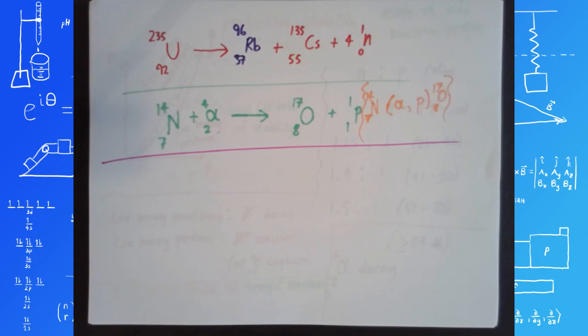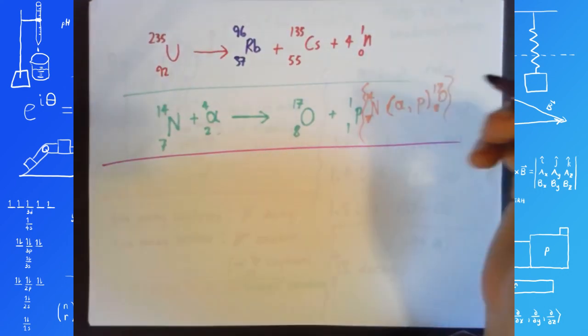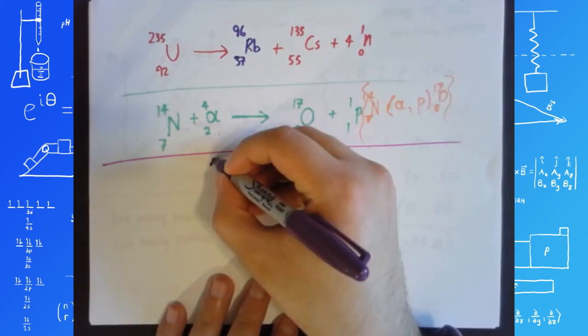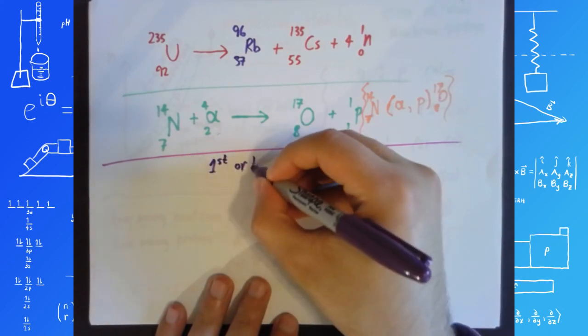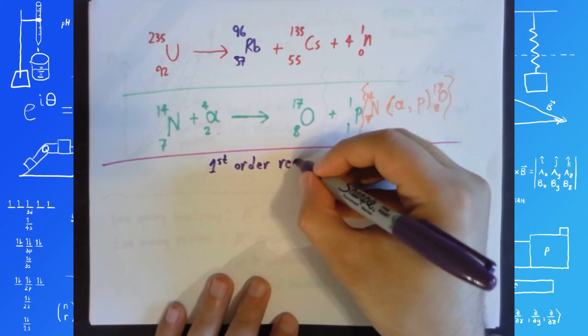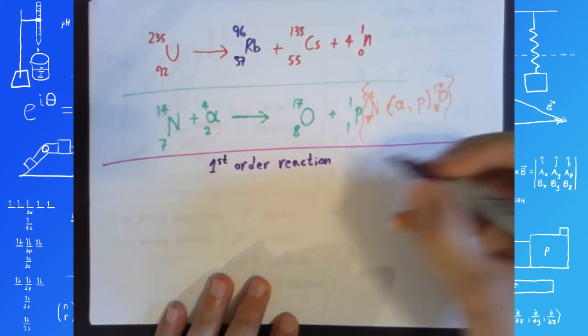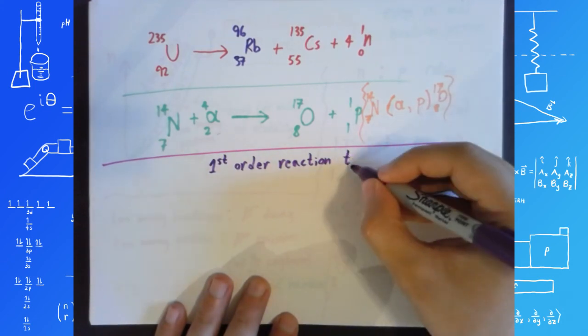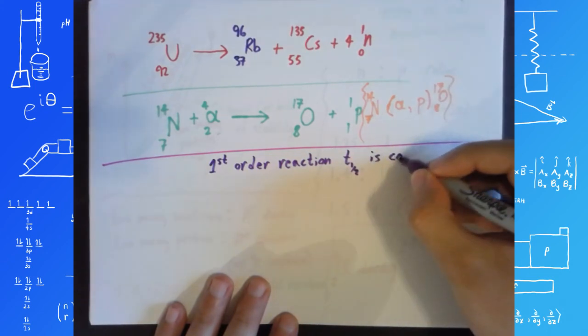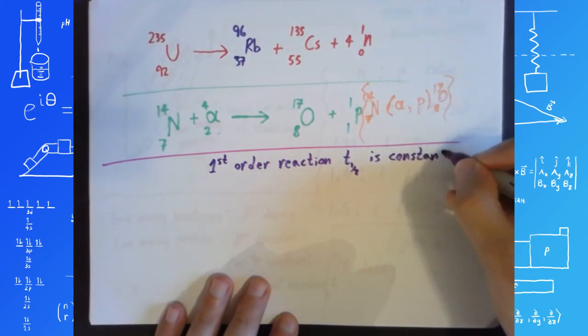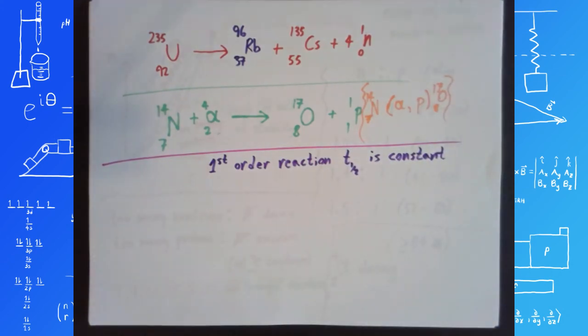So you might remember from video number 12 that for a first order process, for a first order reaction, half-life is constant. So the amount of time it takes to get from 100% to 50% equals the amount of time it takes to get from 50% to 25% equals the time to get from 25% to 12.5% and so on. For a first order process, the half-life is constant.